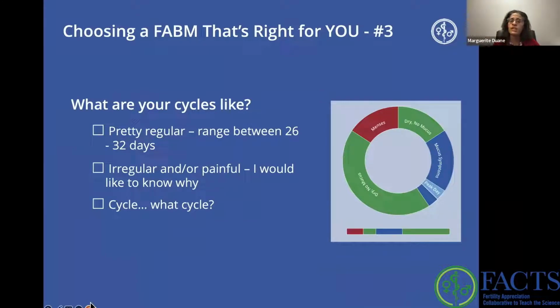Another important consideration is, what are your cycles like? Do you have very regular cycles? If so, if your cycles range between 26 to 32 days, you can use any of the modern fertility awareness-based methods. It's important to note with the standard days method that it is a requirement that your cycles be 26 to 32 days. But what if you have irregular cycles? Perhaps you've been told by a physician or nurse practitioner, well, if you have irregular cycles, you can't use fertility awareness-based methods. And I would beg to differ.